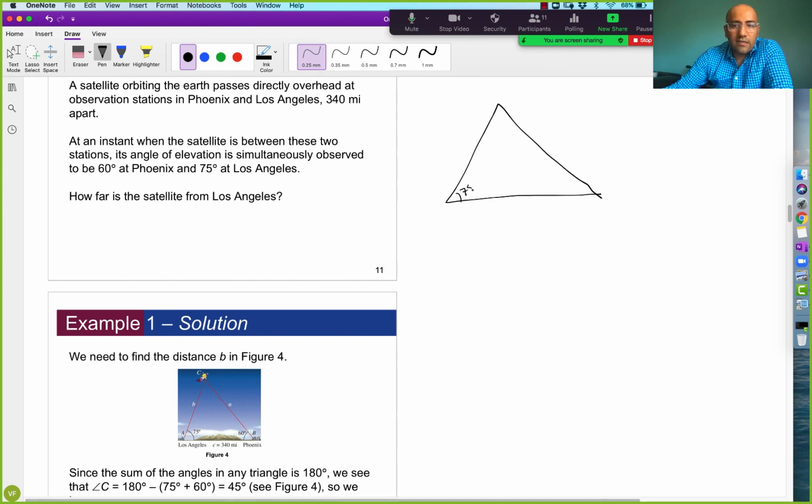And we know that this guy is 75 degrees. This guy is 60 degrees. We know from the fact that the sum of all internal angles must add up to 180 that that angle must be equal to 180 minus 75 minus 60. Good. So what is that? 180 minus 75 minus 60, 45. So we get that this must be 45 degrees. We also know that this distance from there to there is 340 miles.